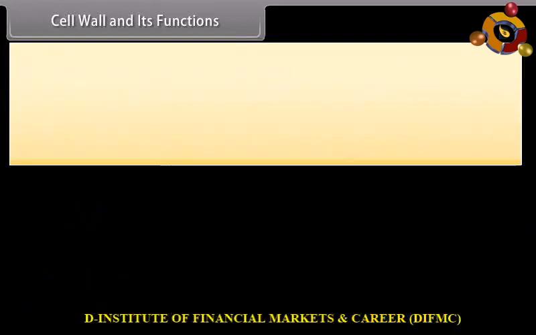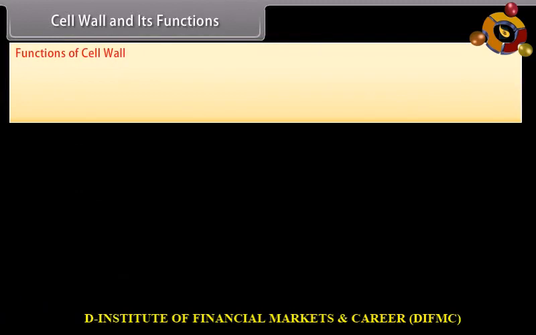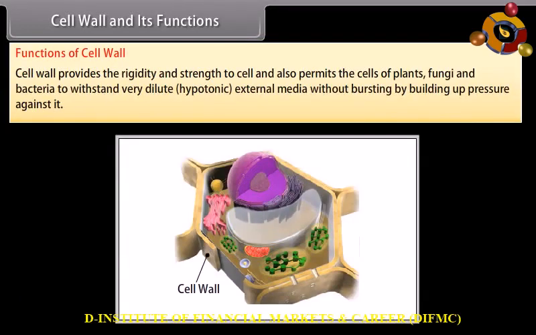Functions of cell wall. The cell wall provides rigidity and strength to the cell and also permits the cells of plants, fungi, and bacteria to withstand very dilute hypotonic external media without bursting by building up pressure against it.